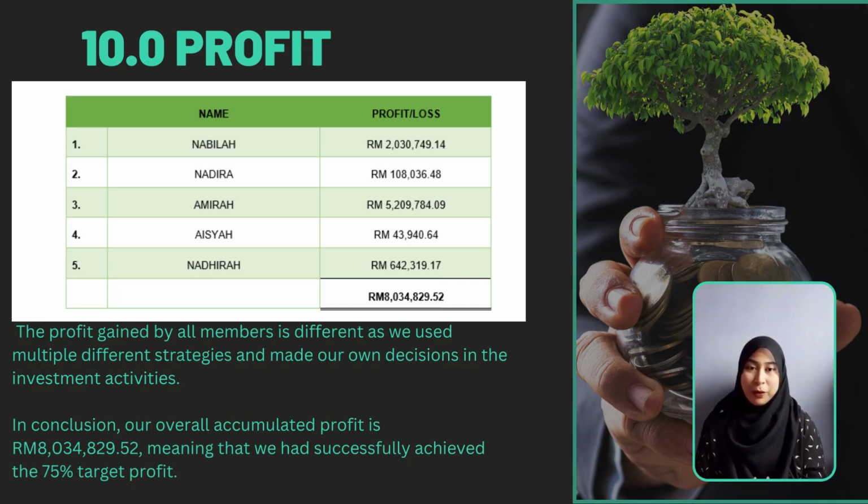Now let's move to the profit gained from this investment game. Looking at the table, our overall accumulated profit is 8,034,829 ringgit 52 cents, meaning that we have successfully achieved the 75% target profit.